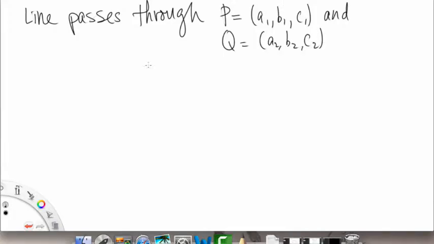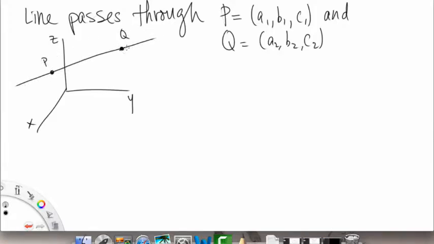So what we have is something that looks like X, Y, Z here. We have some P and some Q over here. Here's P, here's Q, and some line passes through those. And we want to parameterize this line.